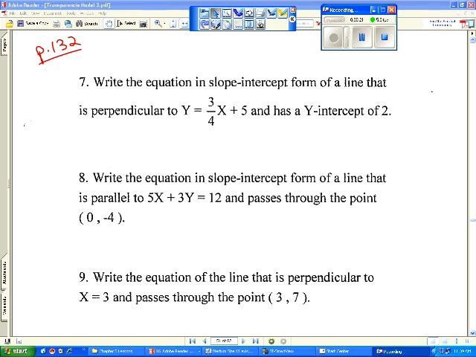On page 132 it says parallel lines have equal slopes and never intersect. Perpendicular lines have inverse reciprocal slopes, meaning flip it and change the sign. So perpendicular lines have inverse reciprocal slopes, meaning flip it and change the sign, and they intersect at 90 degrees.